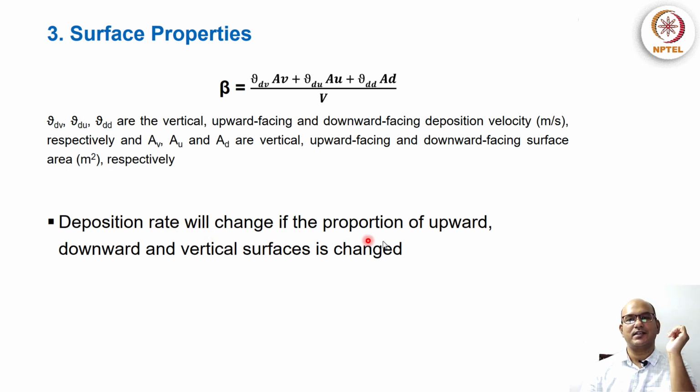So the deposition rate will change if the proportion of upward, downward and vertical surfaces is changed, because if we have more vertical faces or a larger vertical space, or even furniture or anything that we have put in, it will increase the effective surface area available in a room. What is that surface area? Is it more upward facing, downward facing or side facing? Accordingly, different types of particles will deposit. So bigger ones will come down, the smaller ones need more, and if there is more vertical face area, then the ultrafine will be more sticking. So depending on how much we have of AU, AV and AD, we will have different types of removals.